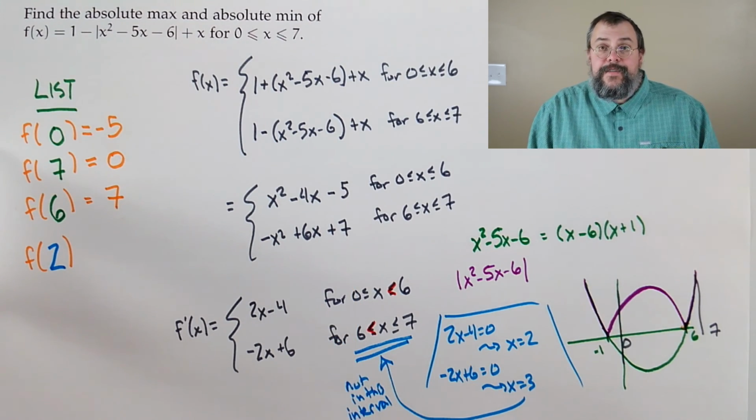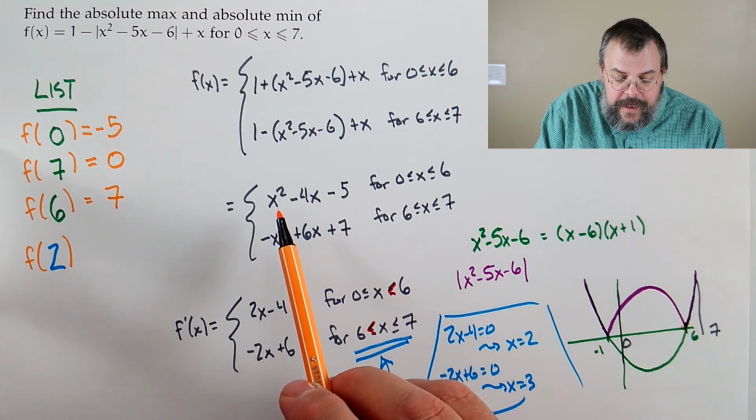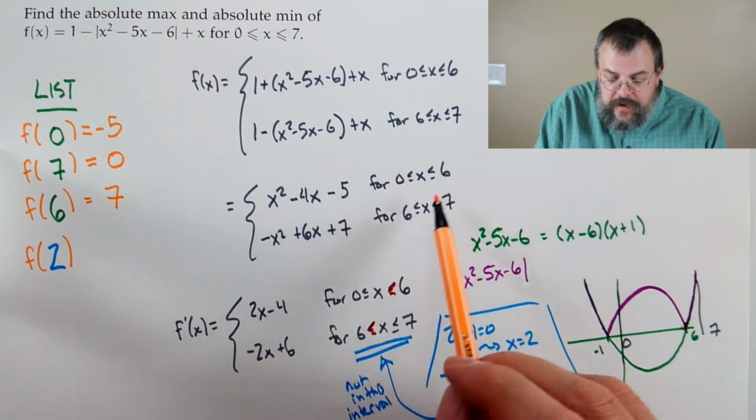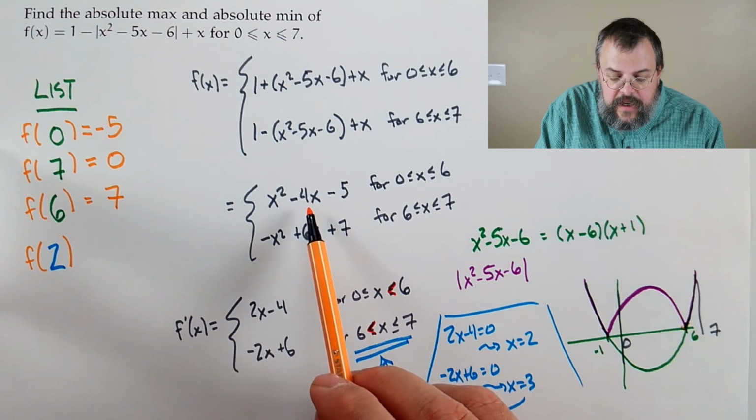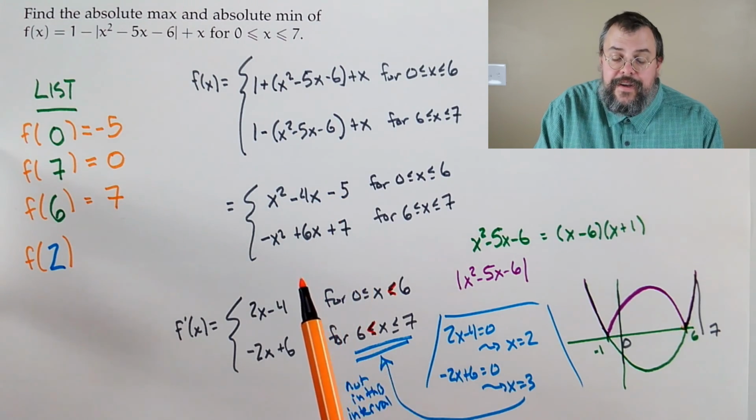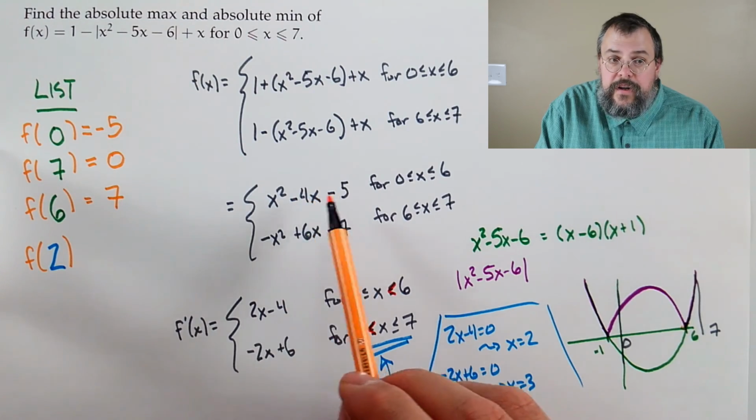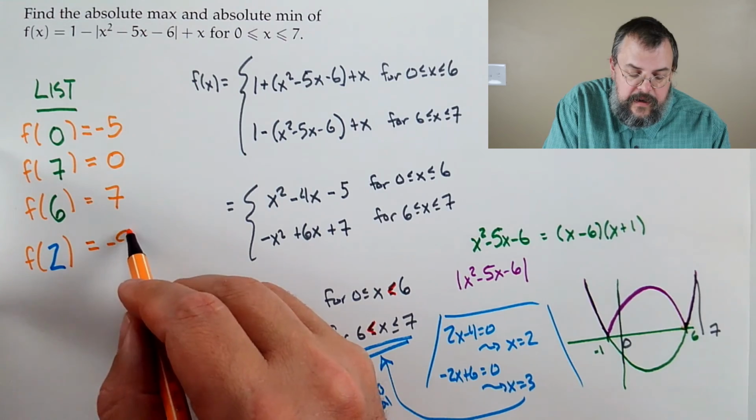All right, last thing, plug in 2. So here we go. We're going to get 4, 2 squared, because remember, 2 is between 0 and 6. So 4 minus 8 minus 5. If you take 4 minus 8, that's negative 4. Subtract 5 more, gets us to negative 9.